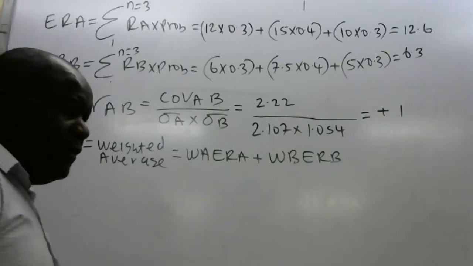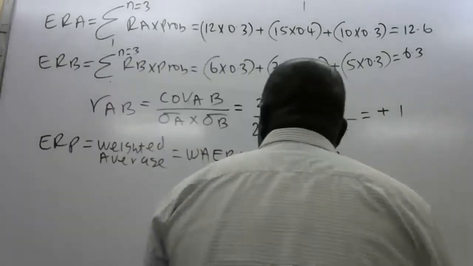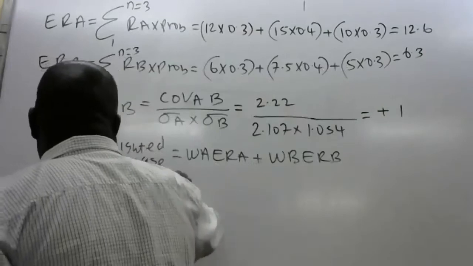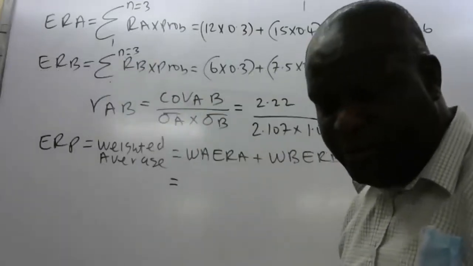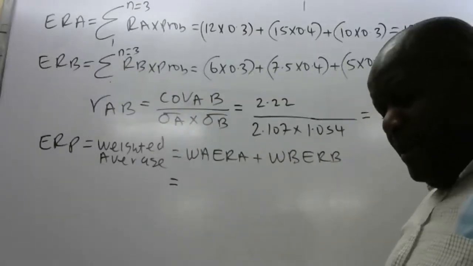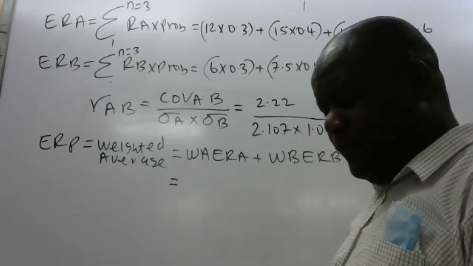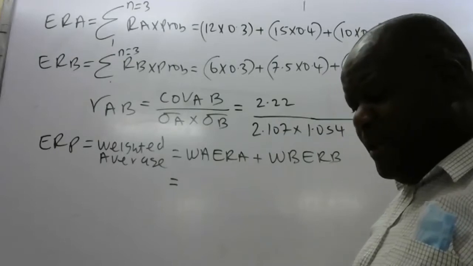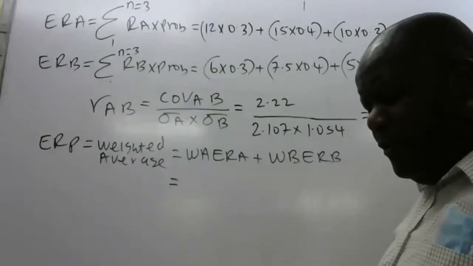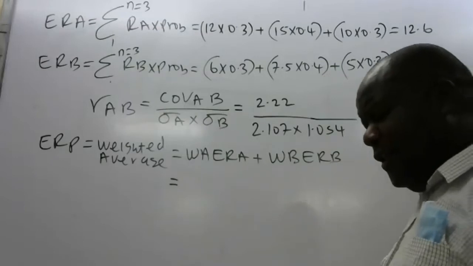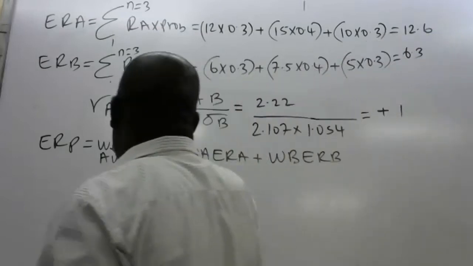So we start with the proportions or the weights. The weights were given in the question. In Roman letter three, they said to determine the expected return of a portfolio consisting of 60% of security A. So this one will be 0.6.